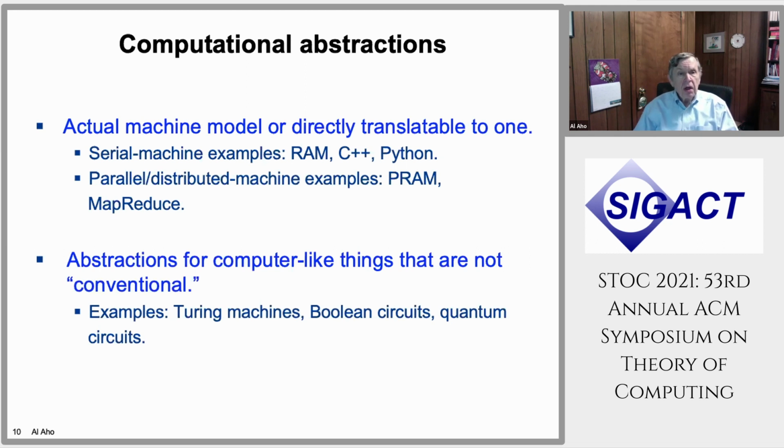The computational abstractions are abstractions that are very close to the machine level or can be directly translated to one. So the random access machine and the Turing complete programming languages are there, and then abstractions for computer-like things that are not conventional: Turing machines, Boolean circuits, and quantum circuits, when you look at them like Boolean circuits, would be a computational abstraction.